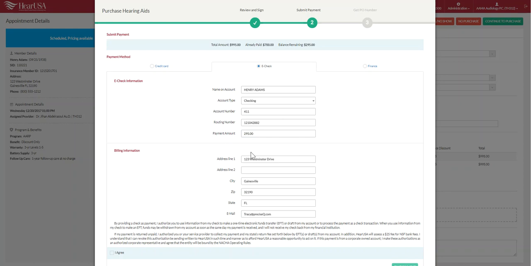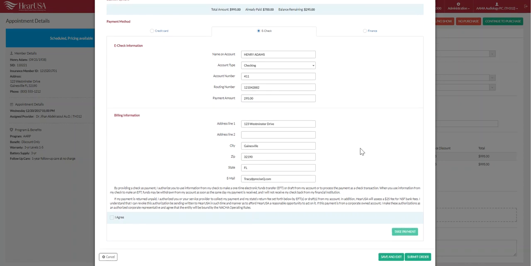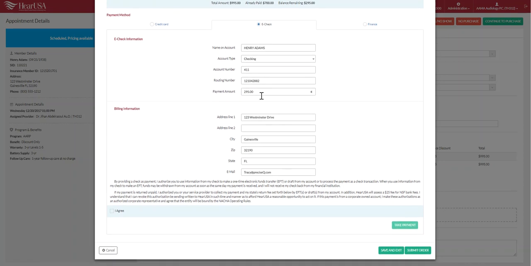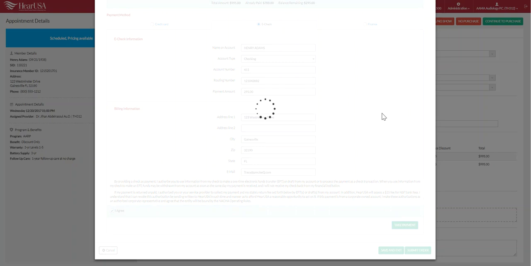And when you pay with an e-check, you don't need to physically take possession of a check from the patient. You'll just enter in the information and that will serve. And remember on e-checks, you need to agree to the terms and then you can take payment.